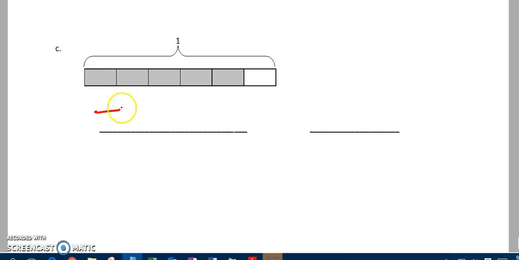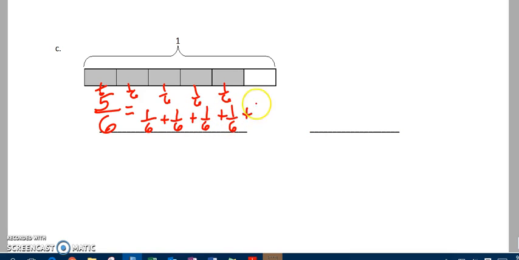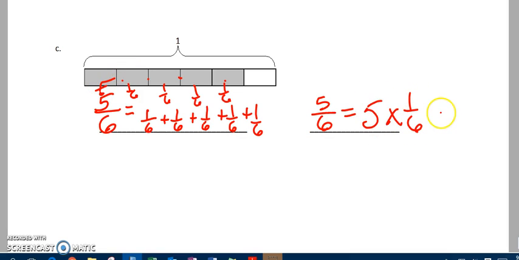Scroll down. How many in the whole? There are 6 in the whole. 1, 2, 3, 4, 5 are shaded. I'm going to make each of these a unit fraction. 1/6, 1/6, 1/6, 1/6, 1/6. Okay, so that would be 1/6 plus 1/6 plus 1/6 plus 1/6 plus 1/6. Well, that takes a lot of work. I could just multiply instead. So 5/6 equals, how many 1/6 do I have? 1, 2, 3, 4, 5. 5 times 1/6.